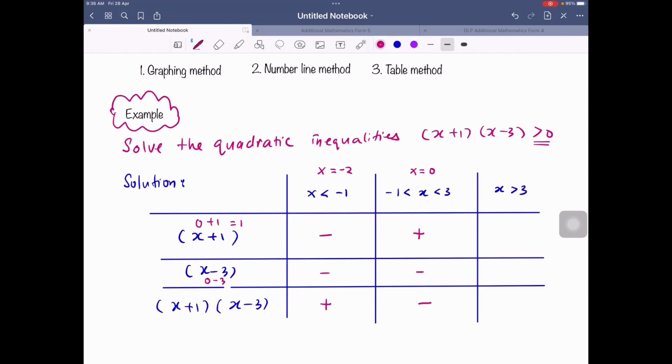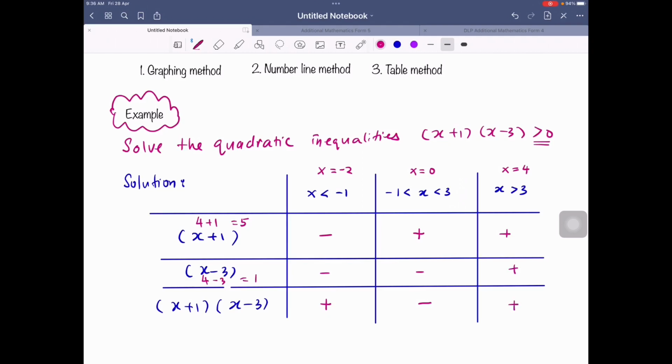For x greater than 3, I just take any value which fulfills x greater than 3. Example, I take x equals 4. Substitute it into the equation: 4 plus 1, the answer is 5, positive. And now I still have 4: 4 minus 3 is equal to 1, still positive. Positive and positive, finally positive.